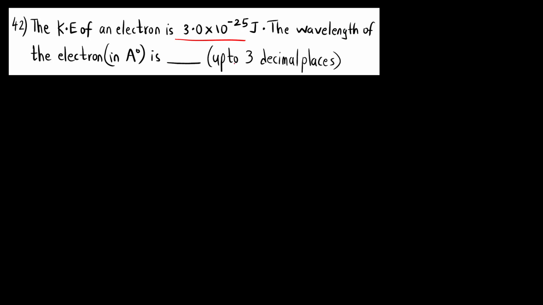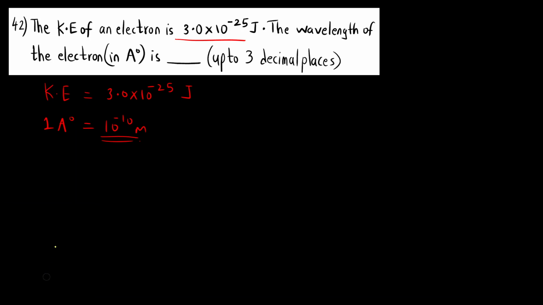Second question: the kinetic energy of an electron is this much. The wavelength of the electron is how much? Kinetic energy is given as 3.0 into 10 raised to minus 25 joules. We have to find the wavelength of the electron in Angstrom. What is 1 Angstrom? This also we must know. 1 Angstrom is 10 raised to minus 10 meters. So we have to bring the final answer to this.